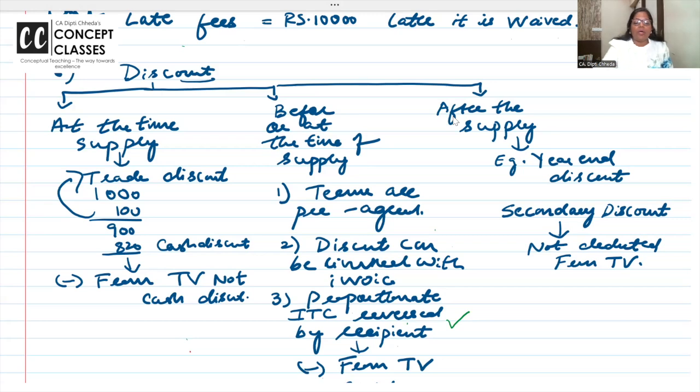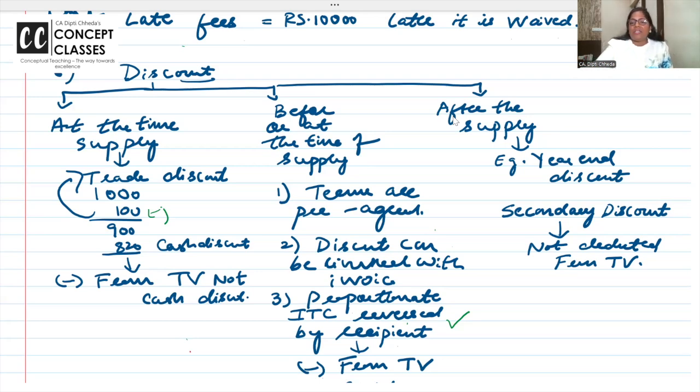If the discount is given before, at the time, or even sometimes after the supply, but it is pre-agreed, it can be linked with the invoice. Then the proportionate ITC, even the buyer has reversed. You have to give a certificate, self-certification. And if the ITC is above 5 lakhs, then you take it. You have to get a certificate of CA. So this will also be deducted from the transaction value.